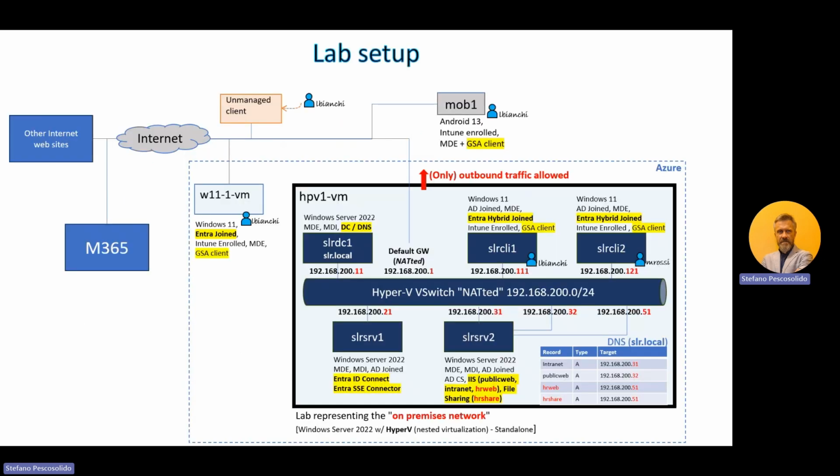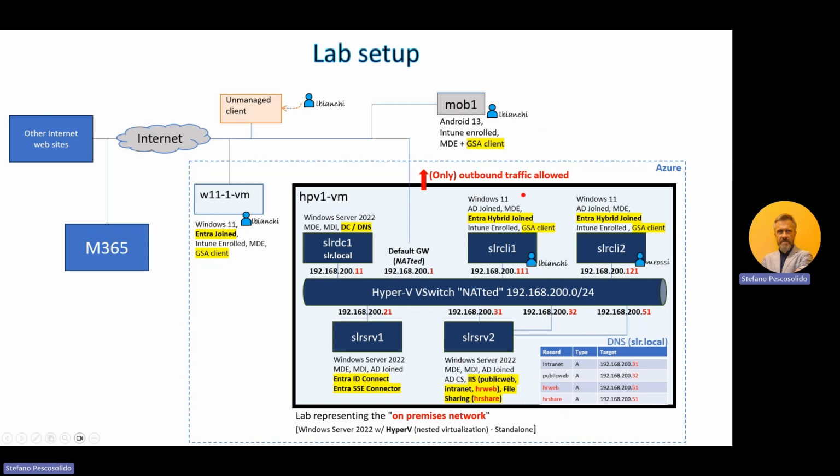First of all, I want to show you what the lab setup is. I have one big virtual machine, which is this one, which includes, in nested virtualization, all the servers and clients of my simulated on-premises network. So I have a domain controller here. I have one server which hosts the Entra ID connector and the Entra SSE connector. I have another server which hosts other important services, for example, the certificate services for Active Directory, but it also hosts IIS and the file sharing.